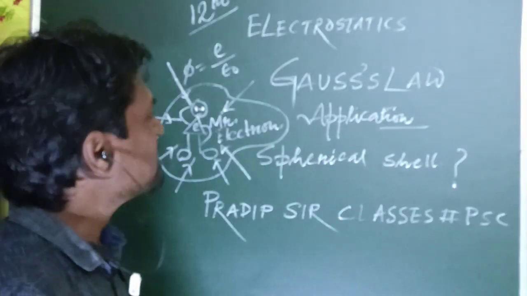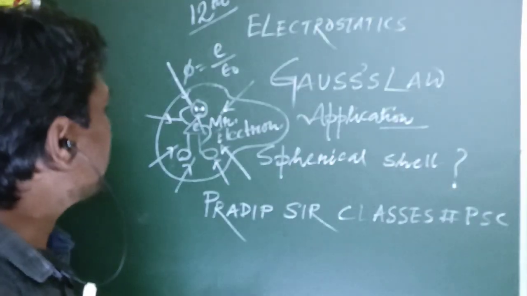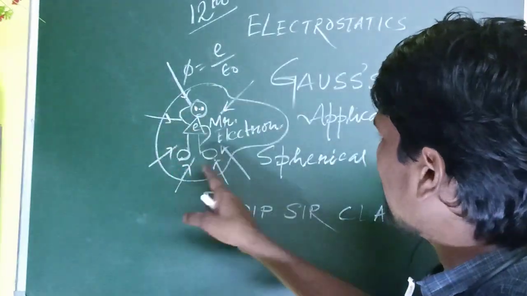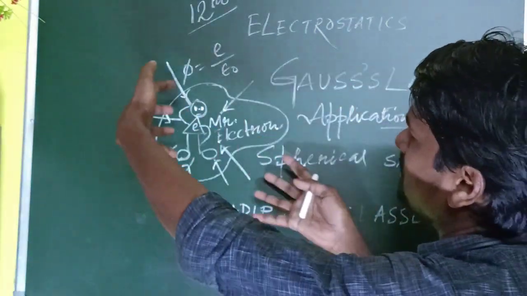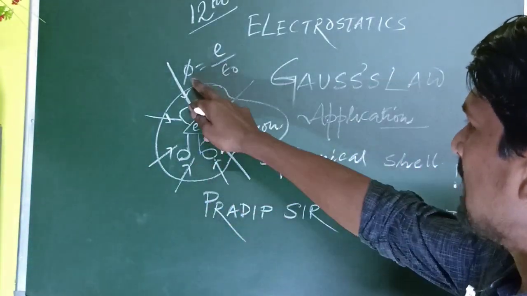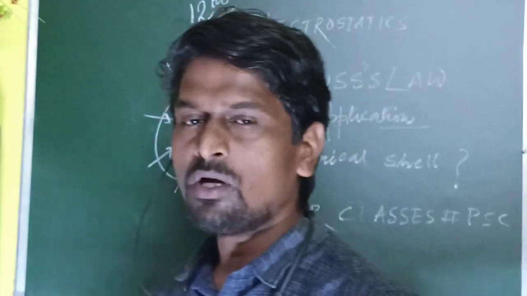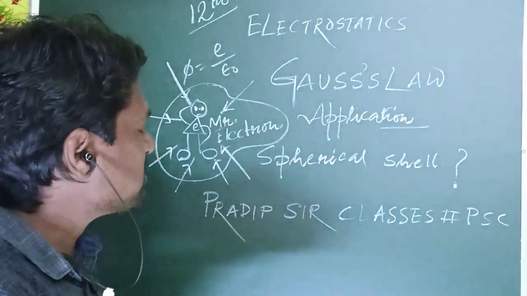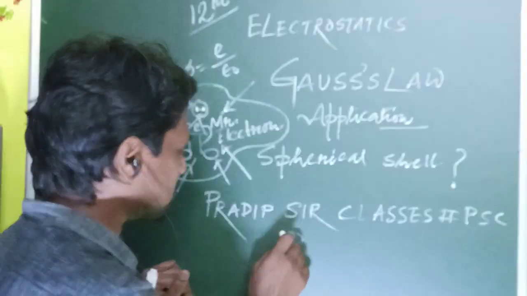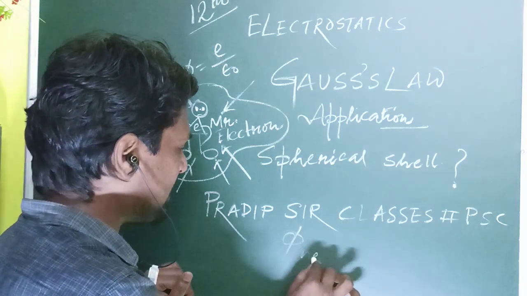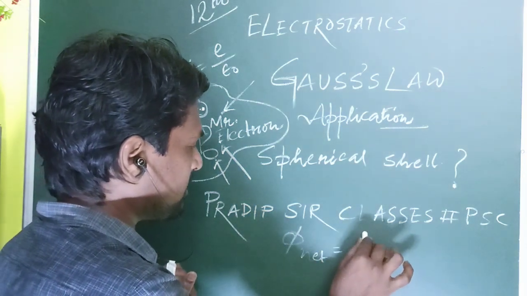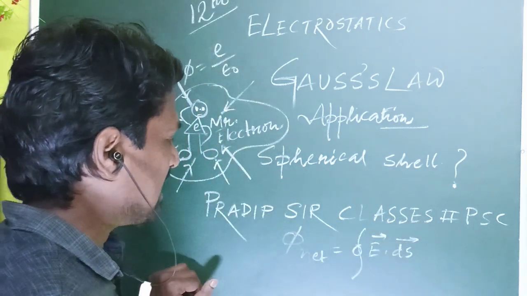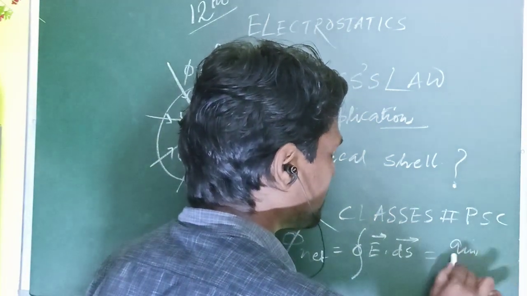Okay. So what is Gauss's law? Here an electron is enclosed within a confined surface, then the flux generated by this electron is equal to charge by epsilon naught. So the net flux through a closed surface is 1 by epsilon naught times the net charge enclosed within the surface, and we can also express it as: phi net is equal to the closed integration of E dot ds, and this is equal to Q inside by epsilon naught.